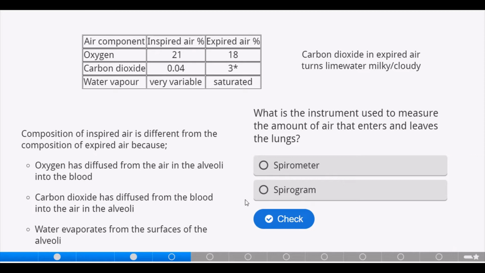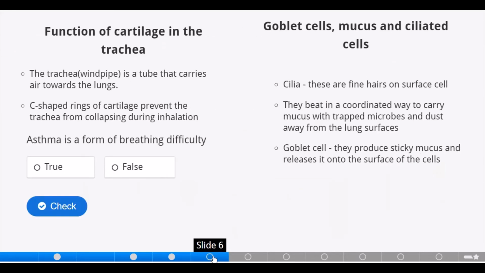A quick question. What is the instrument used to measure the amount of air that enters and leaves the lungs? This would be the spirometer. The spirogram is a graph showing the amount of air that enters and leaves the lungs.